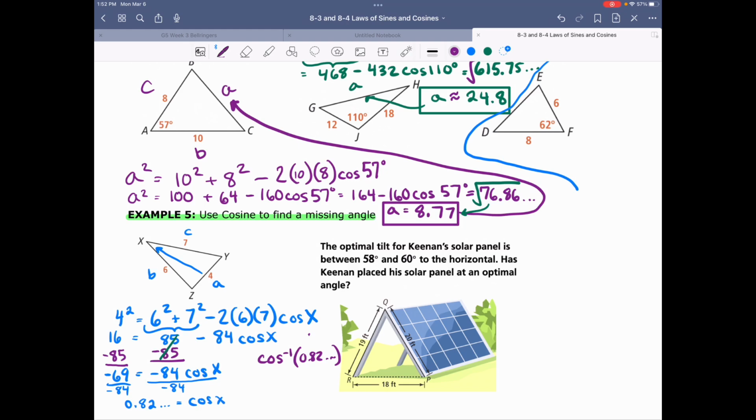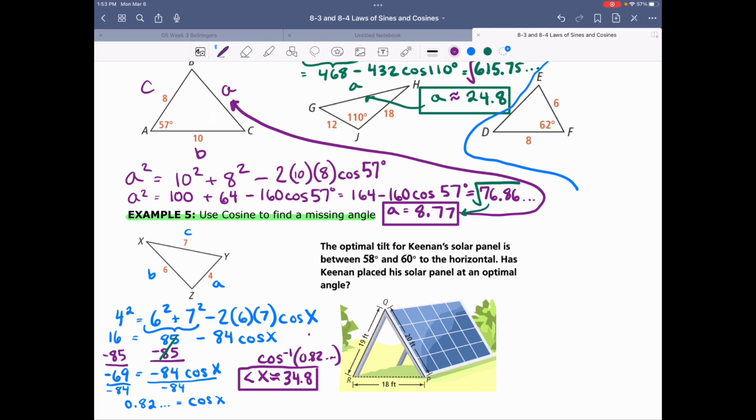And that is going to equal approximately 34.77. I'm just going to round to 34.8. That is the measure of angle x. All right. That is just one of the angles. We have to find one more using the same thing so that we can figure out the third missing angle.